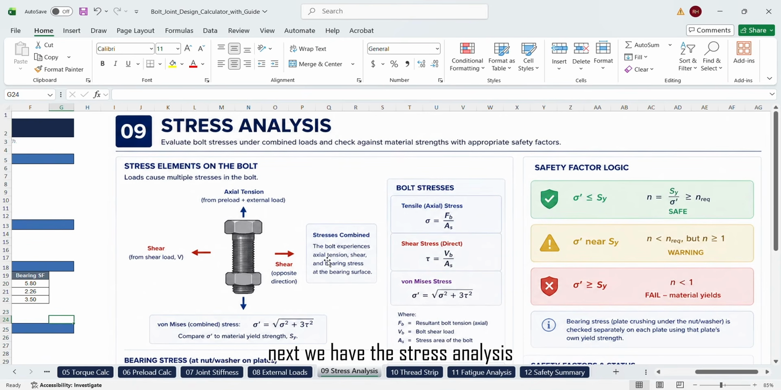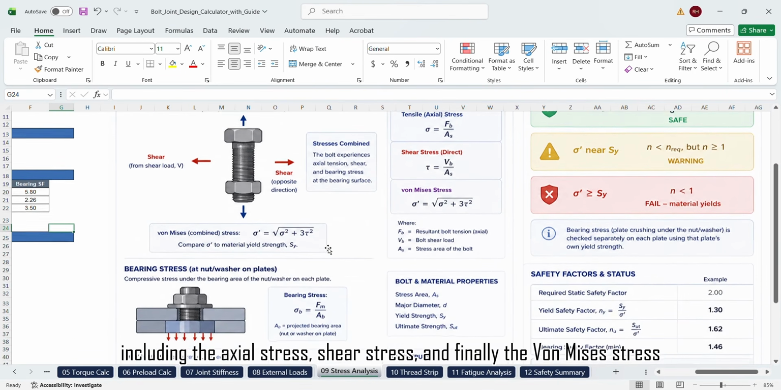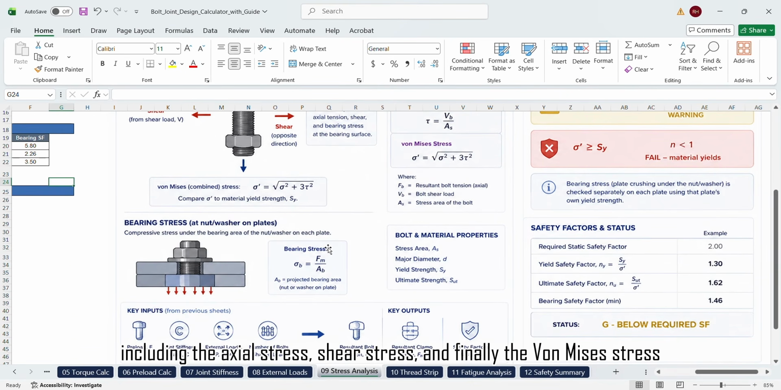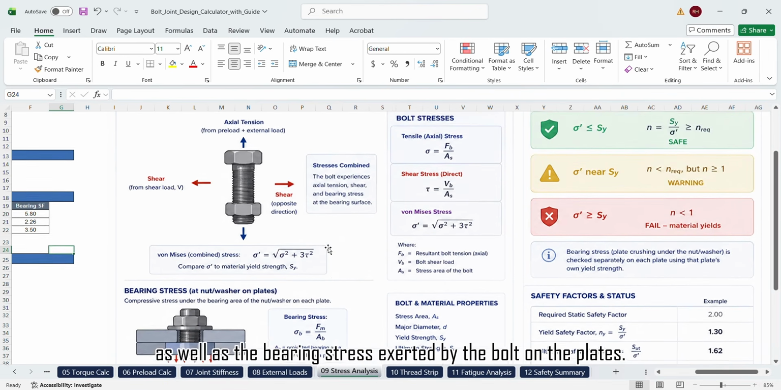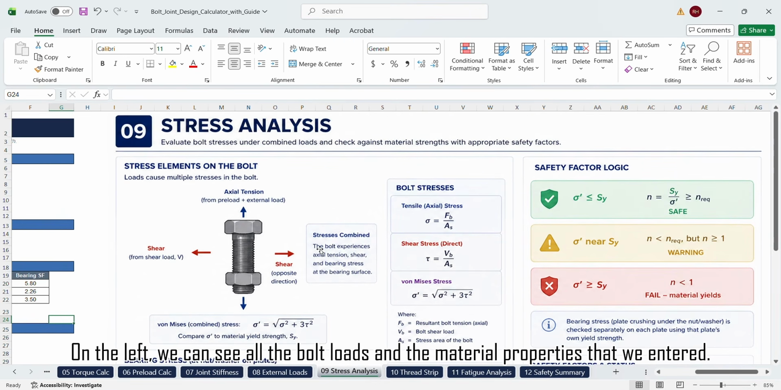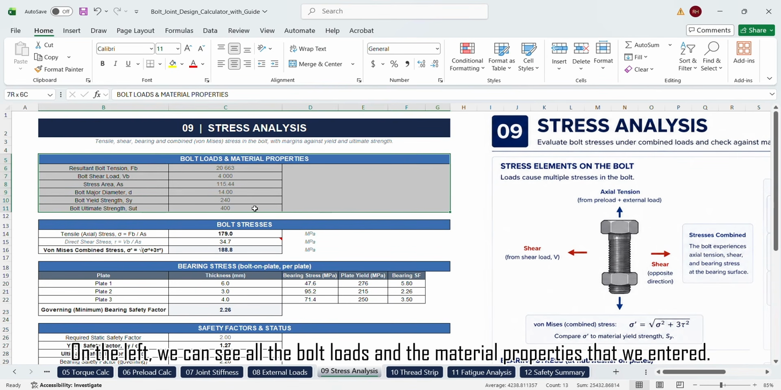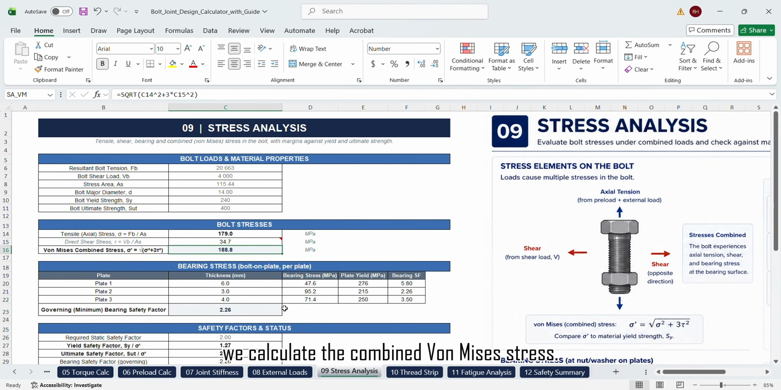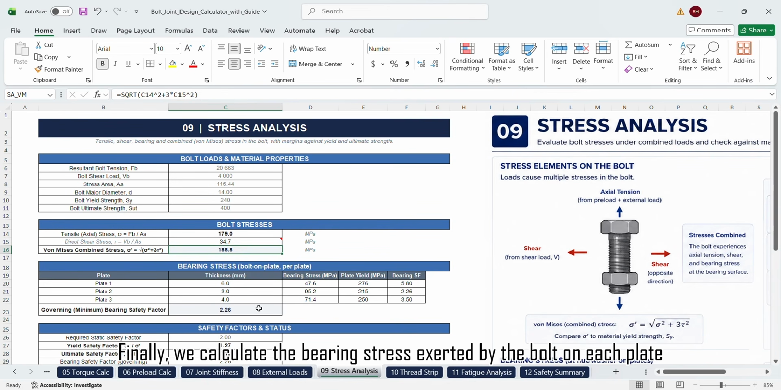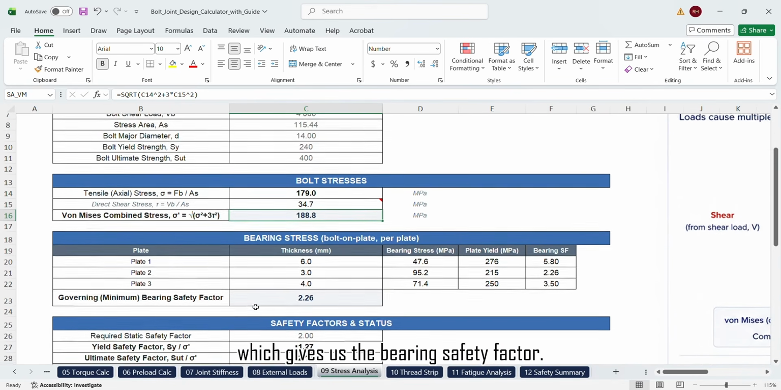Next, we have the stress analysis. In the stress analysis, we calculate the bolt stresses, including the axial stress, shear stress, and finally the von Mises stress, as well as the bearing stress exerted by the bolt on the plates. On the left, we can see all the bolt loads and the material properties that we entered. Using the axial force and the direct shear force, we calculate the combined von Mises stress. Finally, we calculate the bearing stress exerted by the bolt on each plate, which gives us the bearing safety factor.